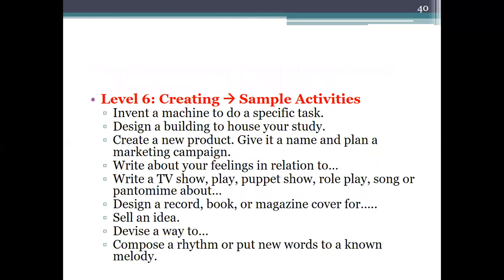Activities at this highest level, level 6, creating, of the cognitive domain might be like: invent a machine to do a specific task, design a building to house your study, create a new product, give it a name, and plan a marketing campaign. If we look at these activities, all of them indicate that the person working on such an activity has graduated for all the required qualifications, and now he is able to do new things in that field. Write about your feeling in relation to, and so on.